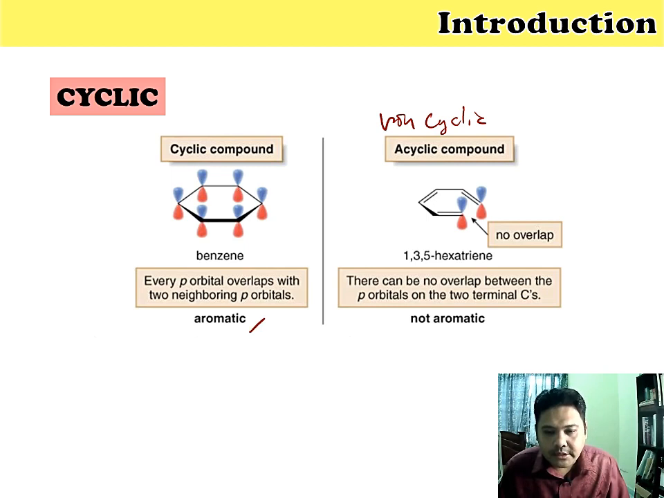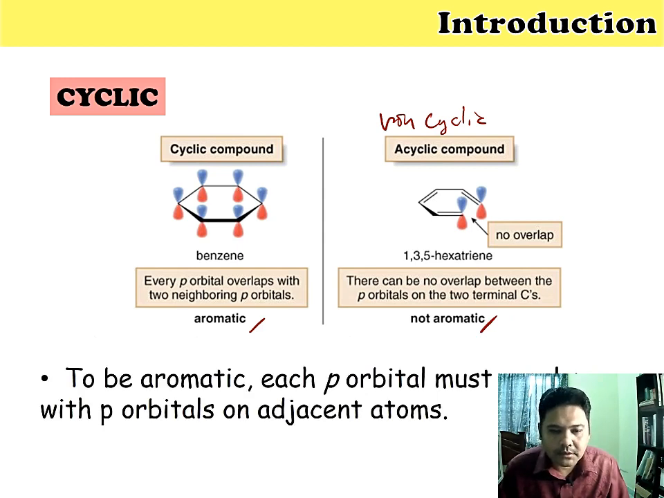For this one, for example, 1,3,5-hexatriene is an acyclic or non-cyclic compound because there is no connection between these two p orbitals. So we call it non-aromatic. To be aromatic, each carbon must be connected with the adjacent one. Adjacent means side-by-side atoms. That is the first criterion.